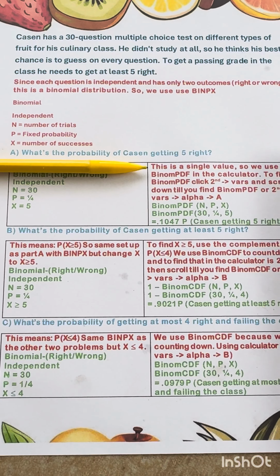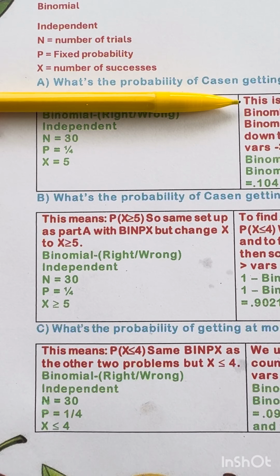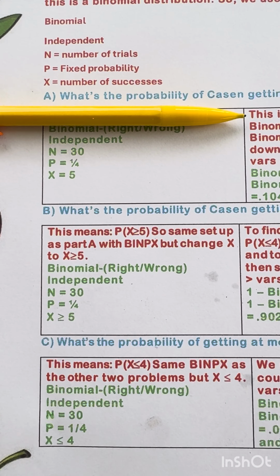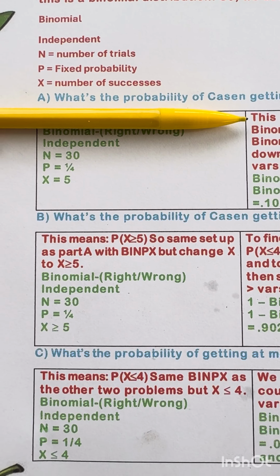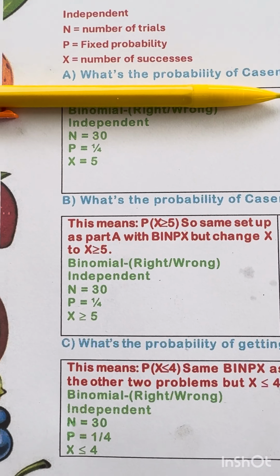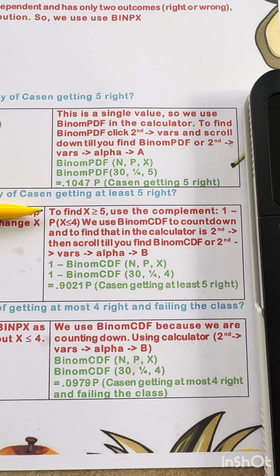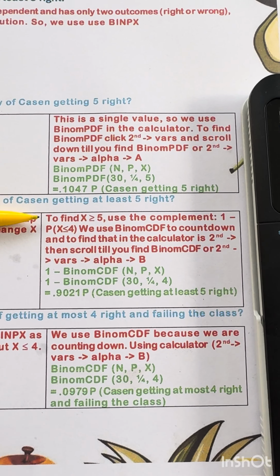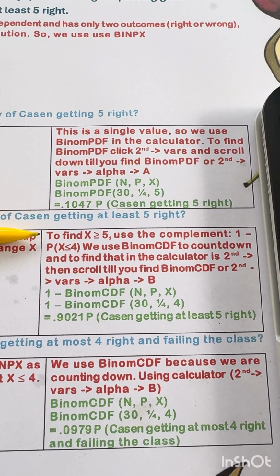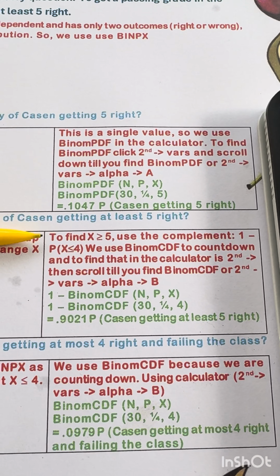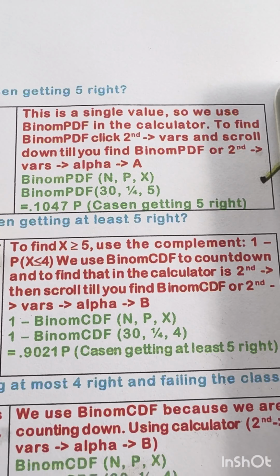Now for our next question, what's the probability of Casen getting at least 5 right? Since it's at least 5 right, this means that the probability is X is greater than or equal to 5. However, the rest of the setup remains the same. To find X greater than or equal to 5, we're going to use the complement, 1 minus the probability of X being less than or equal to 4. A good rule of thumb to use is whenever you see at least, know that it's a countdown, and whenever it's a countdown, you use binomCDF.